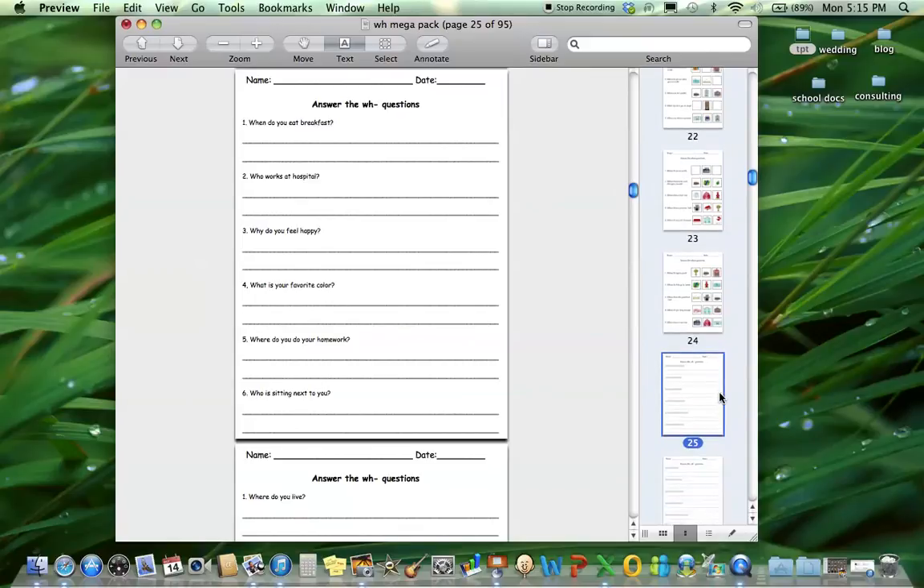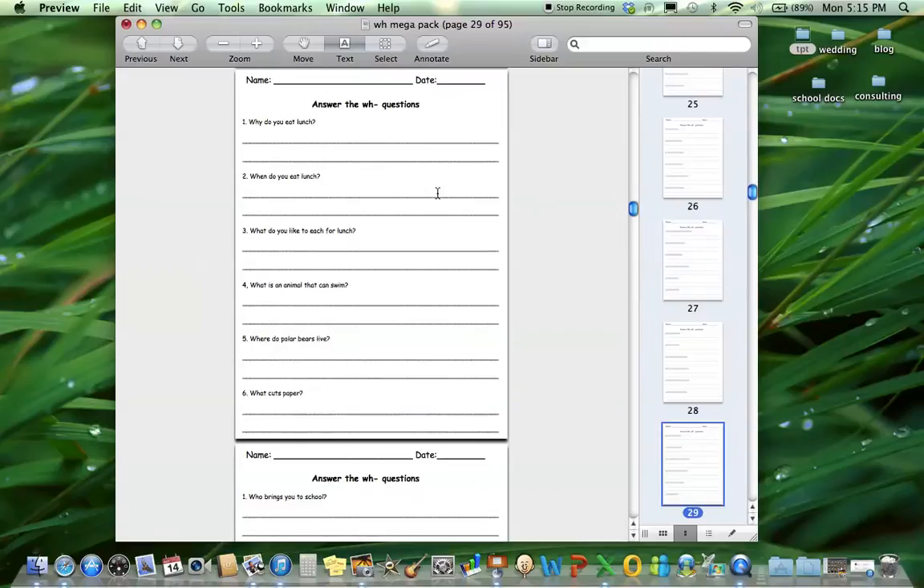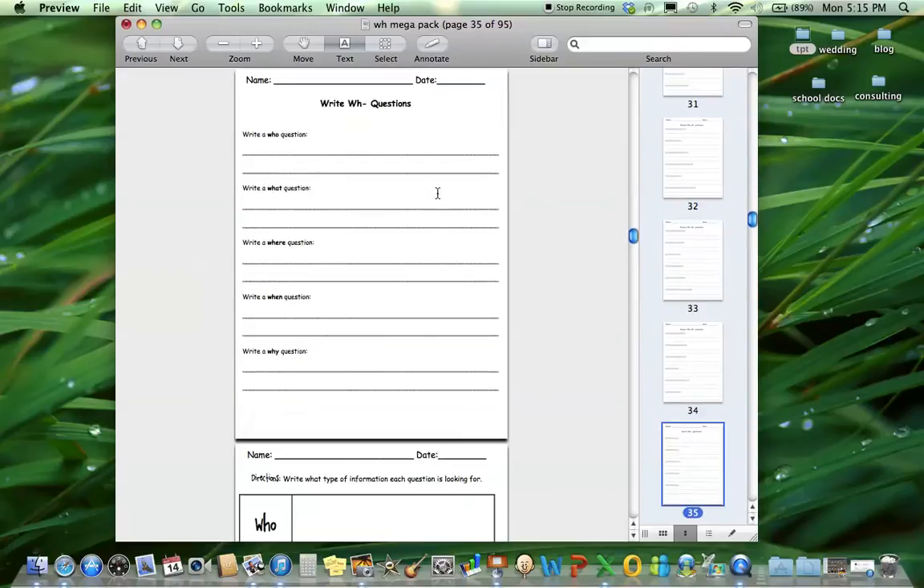Next up are 10 different answering WH question worksheets. Again, this is great to assess where they're at. Are they struggling with the when questions or the why? Which ones are they better at? These worksheets are great for downtime. They're great for a morning routine or homework because they're easy enough, but they're still working on something meaningful.